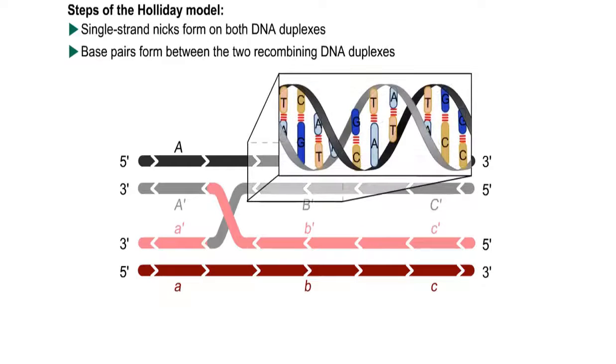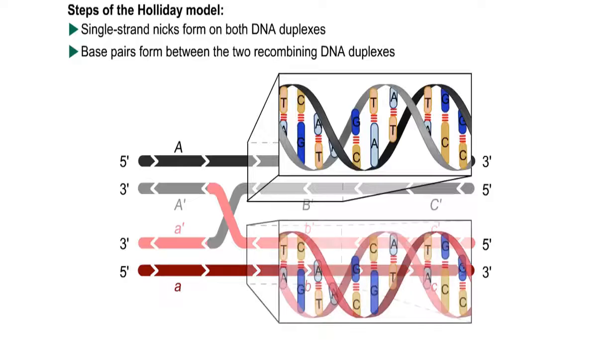Remember, since the duplexes are identical or nearly identical in sequence, each of the nicked strands is able to base pair with the uncleaved strand on the opposite duplex.